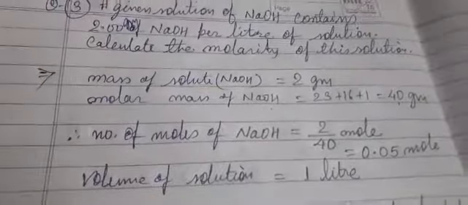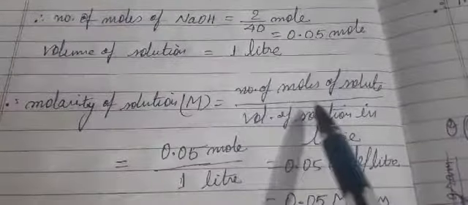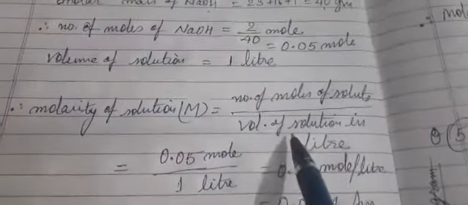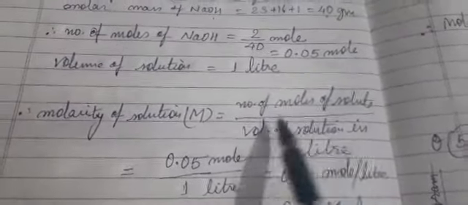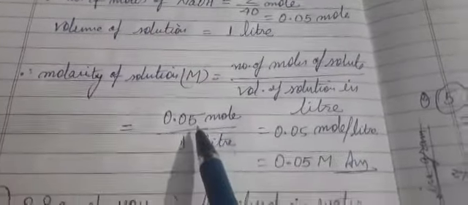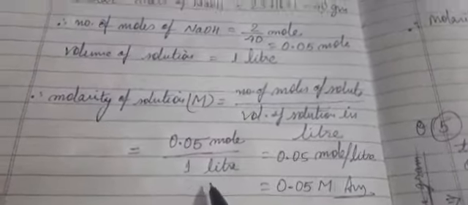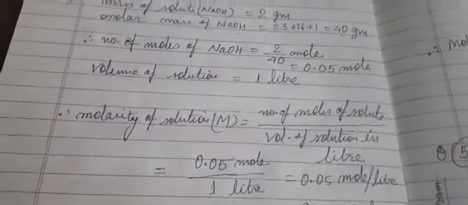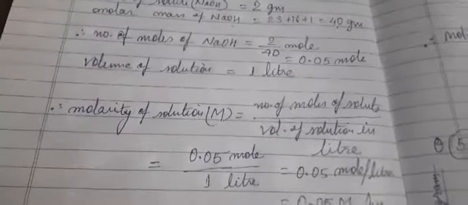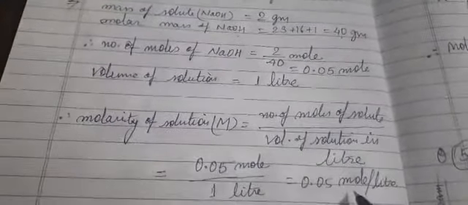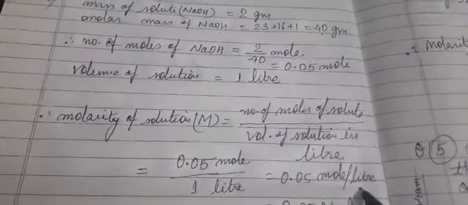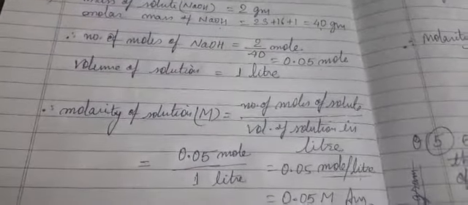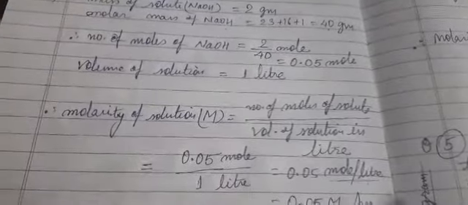Now put these two values in the formula of molarity. What is the formula of molarity? That is the number of moles of the solute divided by the volume of the solution in liter. The number of moles of the solute is 0.05 mole, and the volume of the solution is 1 liter. You have seen it. Now put these two values. After putting, what are you getting? This is your answer: 0.05 mole per liter. And this mole per liter is denoted by capital M. That's why I have written 0.05 M.